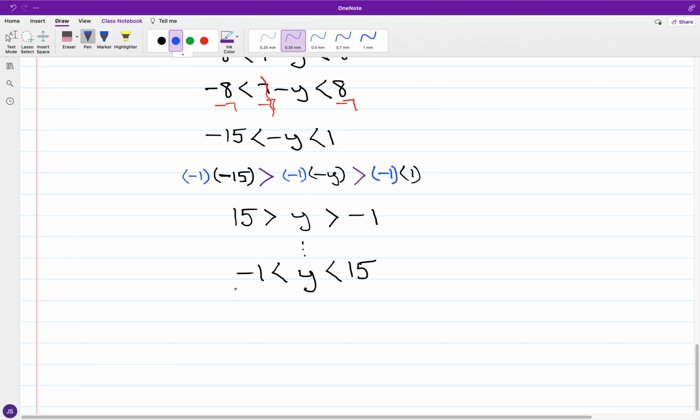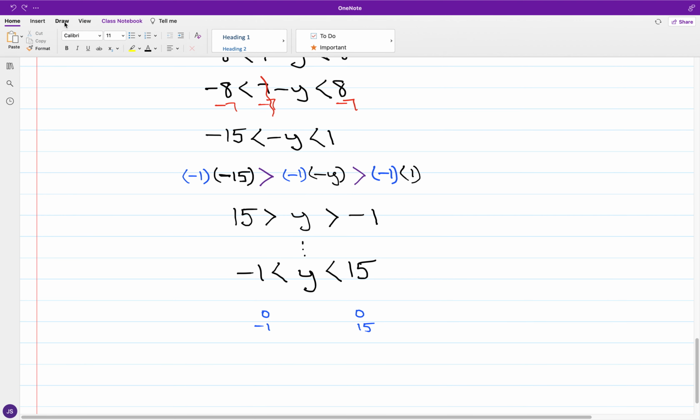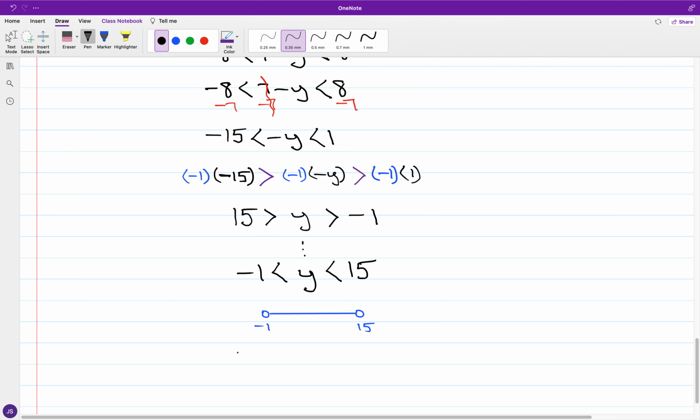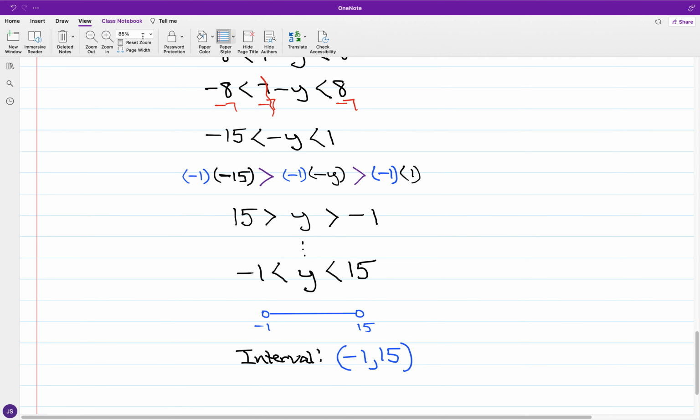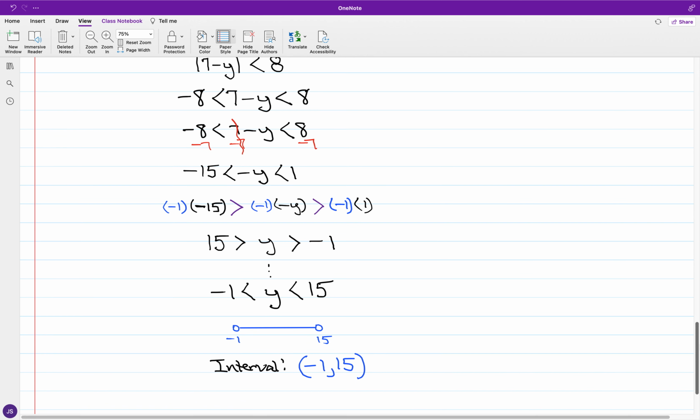And just kind of a quick visual, like -1 and +15, and on a graph you would have open circles, and the values representing y will be represented by the line segment connecting those circles. And in the case of the interval solution, you have parentheses that will enclose -1 and +15. So this is quite a bit of a process, since we had a compound inequality and also where we had some sign changes that were involved.